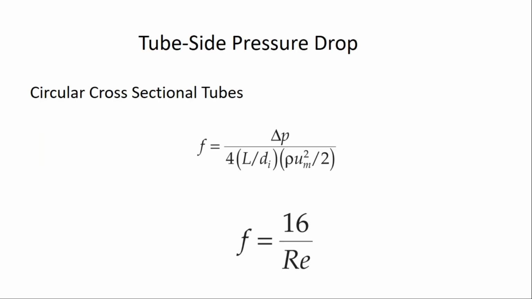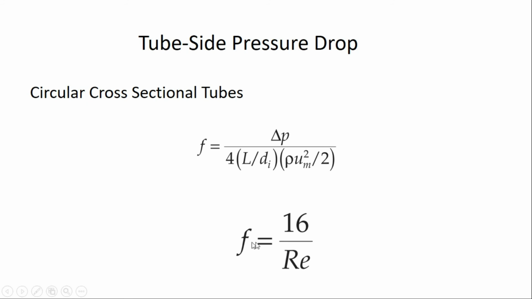For the heat exchanger, we usually involve the tubes as well as the shells and different kinds of fittings. For the tube side pressure drop, for a tube with a circular cross section, we have this formula. In this formula, this is the friction factor, this is the pressure drop, the length of the heat exchanger, the internal diameter, the density of the fluid, and the viscosity, right?